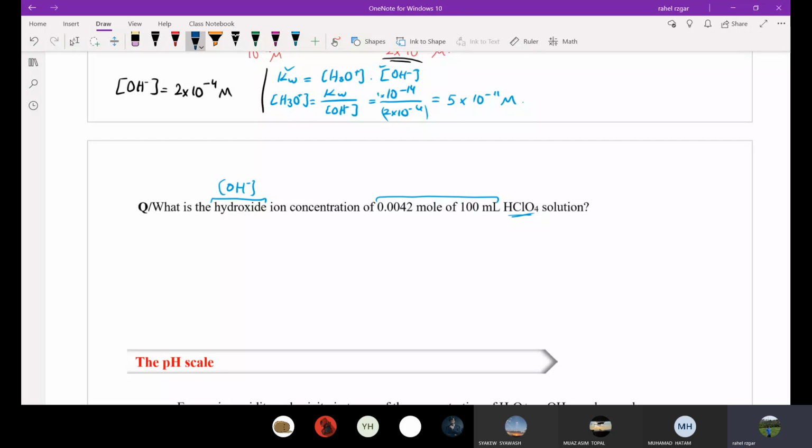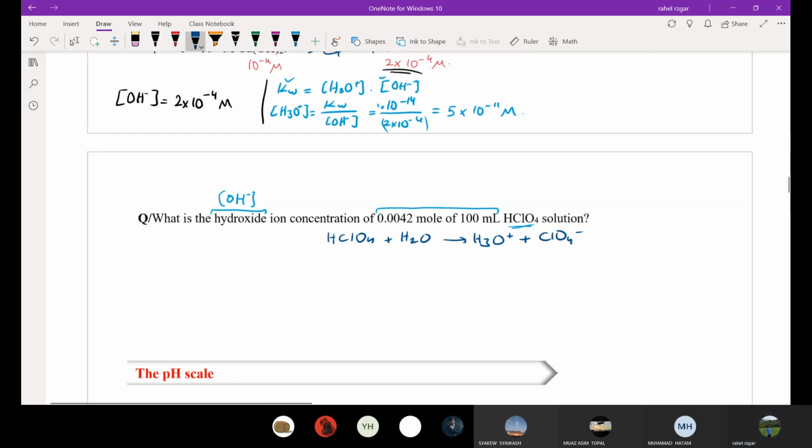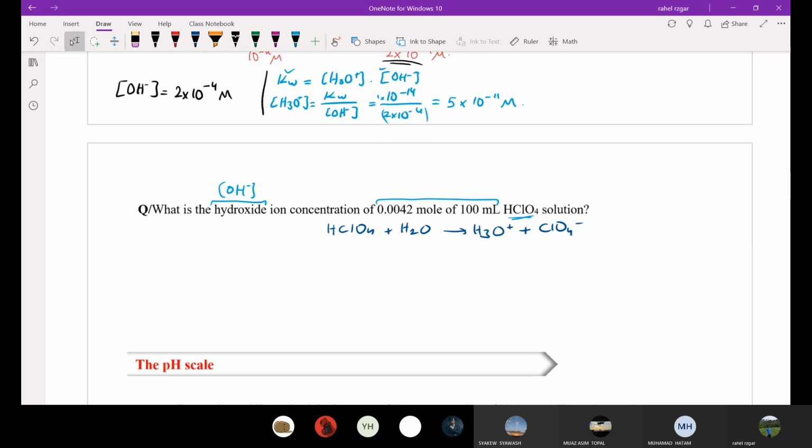Let's write the equation. HClO4 plus H2O becomes H3O and ClO4. Okay? Now, this is an acid, so we will get H3O. But what is the OH? So first, you have to find the concentration of H3O.